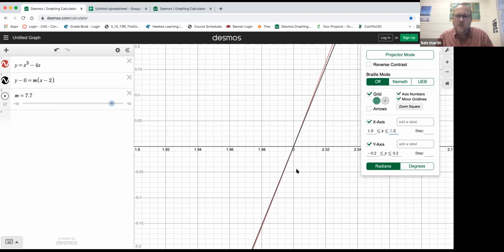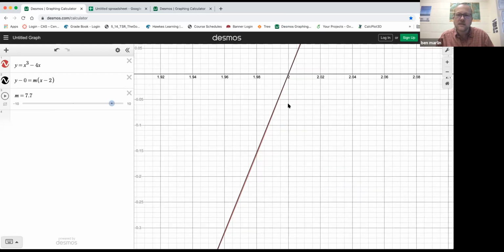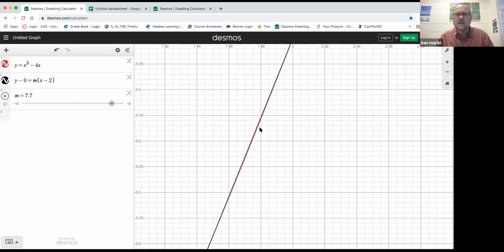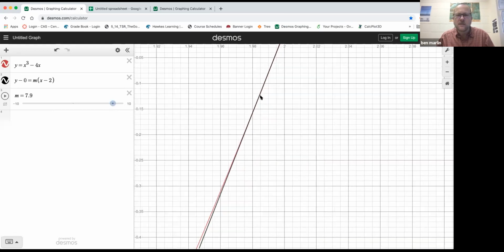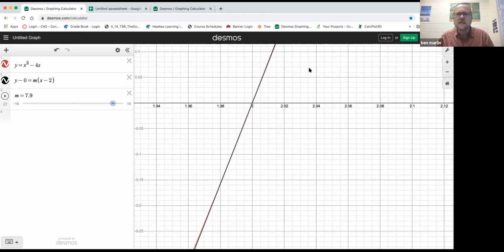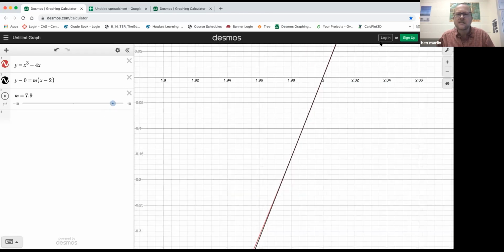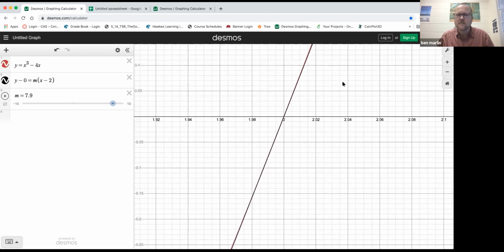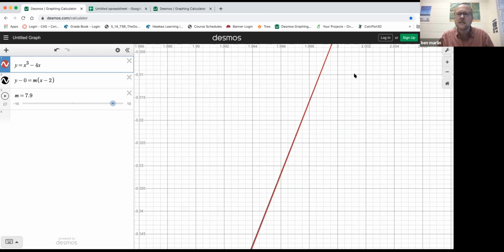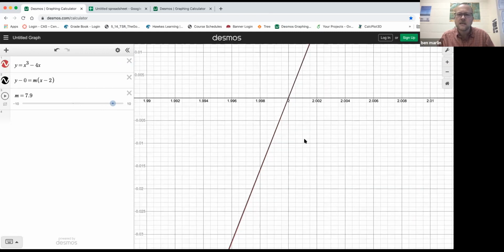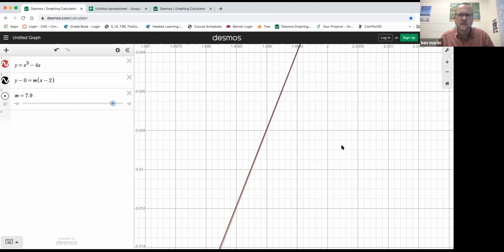Now at that point, you can see hopefully here that we're not quite tangent with this, okay? And so I'm going to nudge this on a little bit farther. And it looks to me like when I hit 8, that is going to be a little bit closer to tangent. And then I can try to zoom in and see how does it look now.